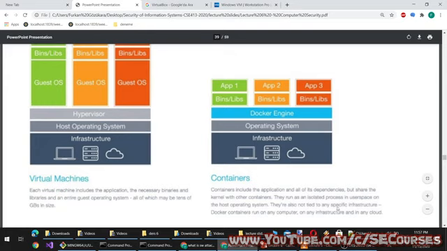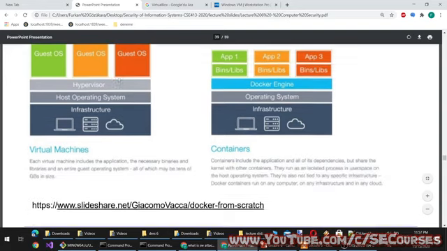They are also not tied to any specific infrastructure. Docker containers run on any computer, on any infrastructure and in any cloud.